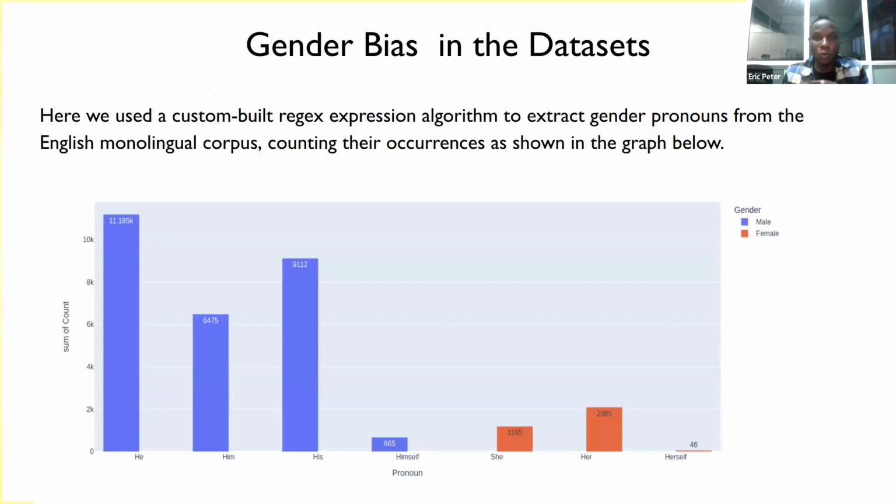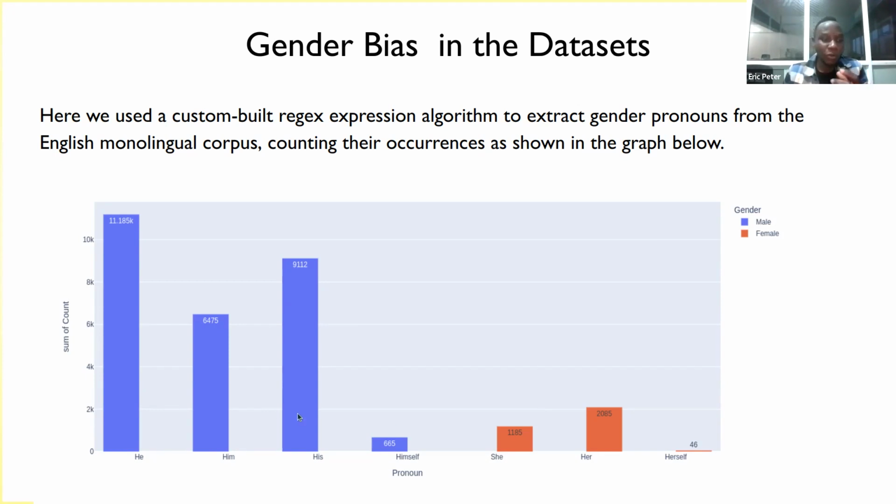And then, to understand our data set, we tried to come up with a simple regex expression algorithm to extract gender pronouns and understand how far gender bias goes in our data set. But we couldn't do this on the Luganda monolingual set, because we didn't have pronouns, given the fact that the study is all about pronouns that influence the context of other sentences.